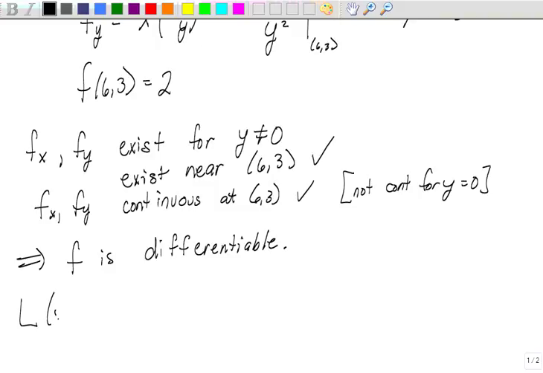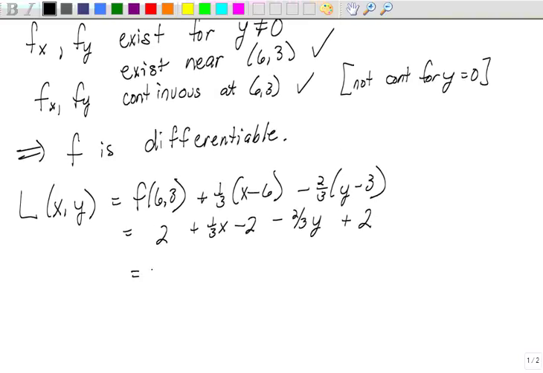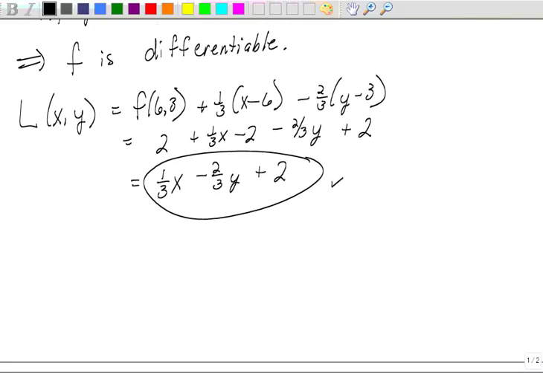And the linearization of it, the tangent plane, is going to be f of 6, 3 plus 1/3 times x minus 6 minus 2/3 times y minus 3. That's going to be 2 plus 1/3 x minus 2 minus 2/3 y plus 2. So that's going to be 1/3 x minus 2/3 y plus 2. That's also the equation of the tangent plane near the point 6, 3.